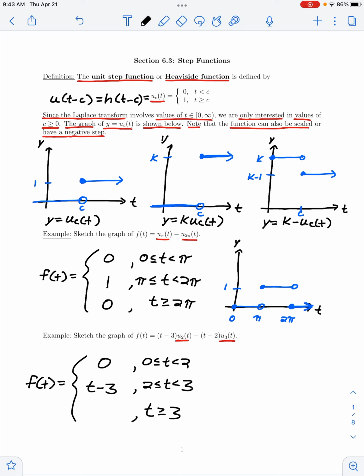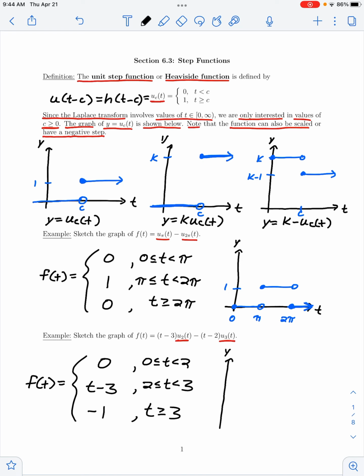And for time greater than or equal to 3, both of these unit functions have turned on. They're valued as 1. So I would have t minus 3 minus t minus 2. So the t's cancel. I'm left with negative 3 minus a negative 2, or plus 2, which leaves me with a value of 1.